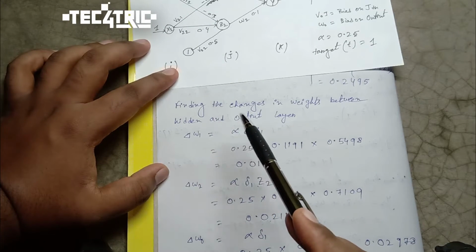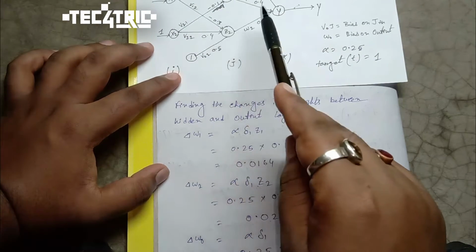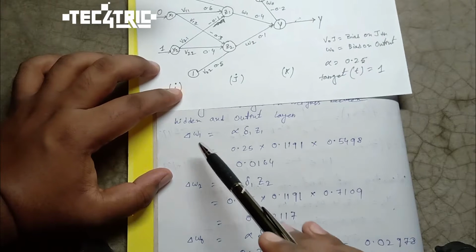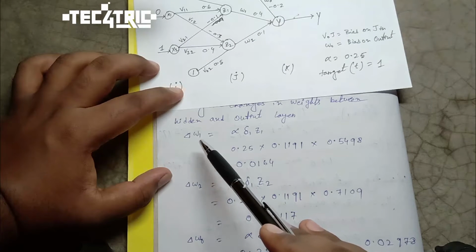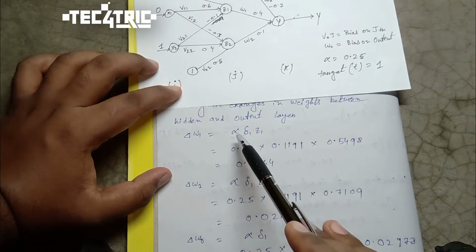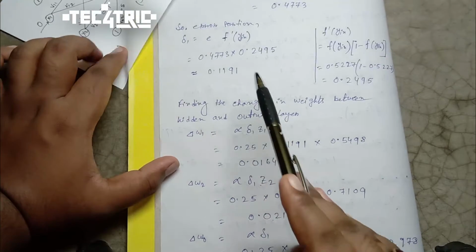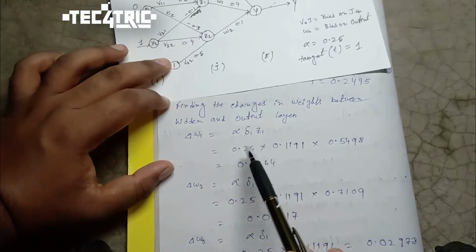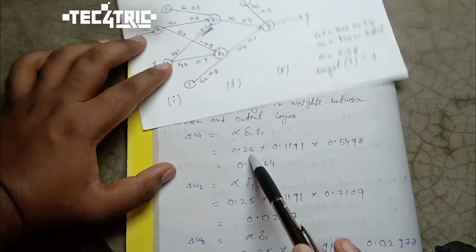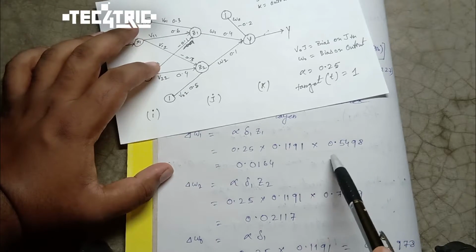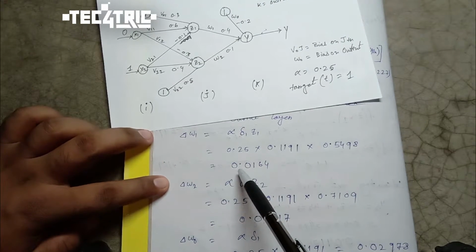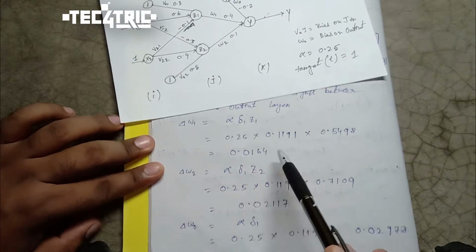Okay, so let's find the changes in weights between the hidden layer and output layer. So we have w1, w0 and w2. This delta w1 is basically the small amount of change. The formula is alpha, this is the learning rate, into delta 1, which we have calculated, into z1. So alpha is 0.25, delta 1 is 0.1191, and we have z1 0.5498. After calculating the values we got 0.0164, and in the same way we have to calculate w2.